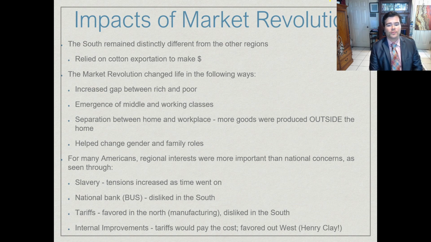Separation between home and workplace. More goods were produced outside the home. Women and girls are going to start to work in the factories to help their families. Slavery. Tension is going to continue for the issue of slavery, guys. You know, the issue between states' rights and the role of the federal government. So, National Bank, the South hated the National Bank. They just thought that it was servicing the North and servicing factories and rich people. Andrew Jackson hated the Bank of the United States. Tariffs favor the North, disliked in the South.